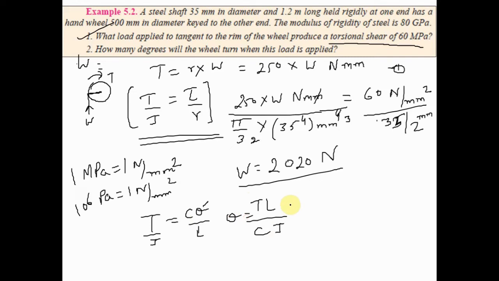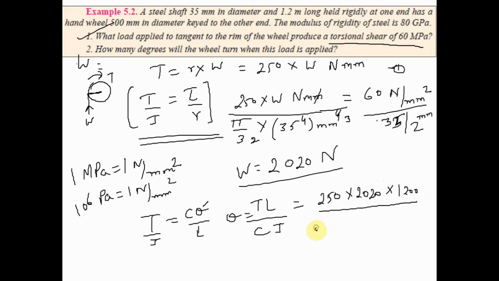Where T is the torque, the torque value is 250 times W. W you have calculated from this equation, so you can substitute the value of W. The torque will be 250 times 2020. The length is 1.2 meters, but since everything we are dealing with is in millimeters, you can write 1200 millimeters, whole upon C times J. C is the modulus of rigidity, which is 80 gigapascals.